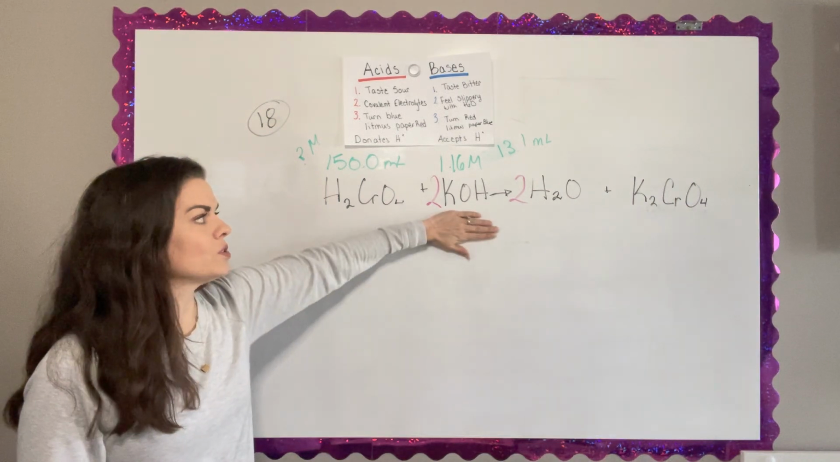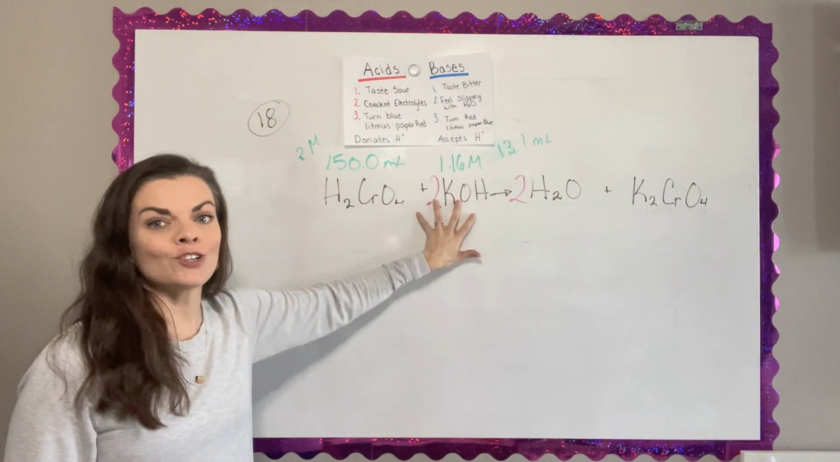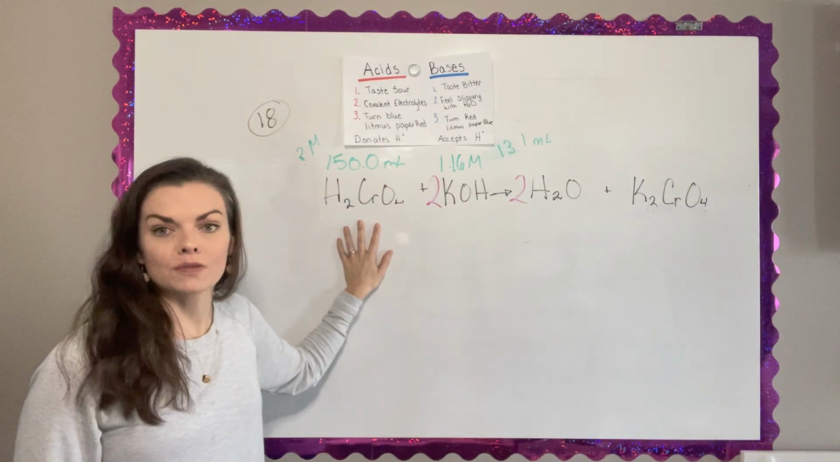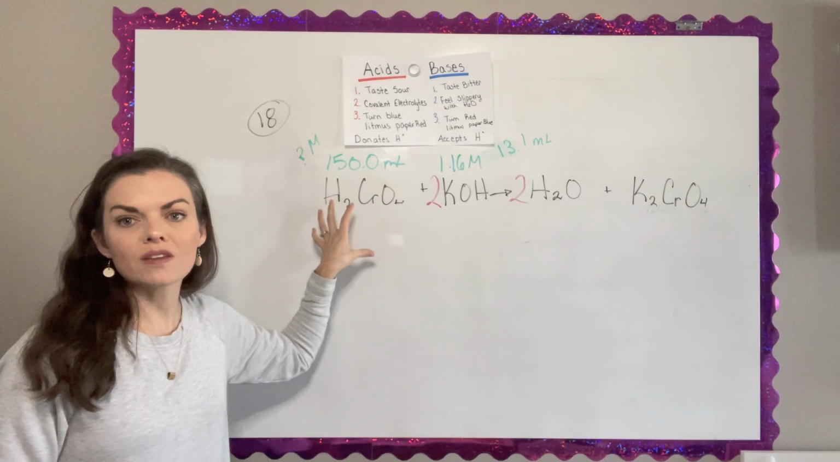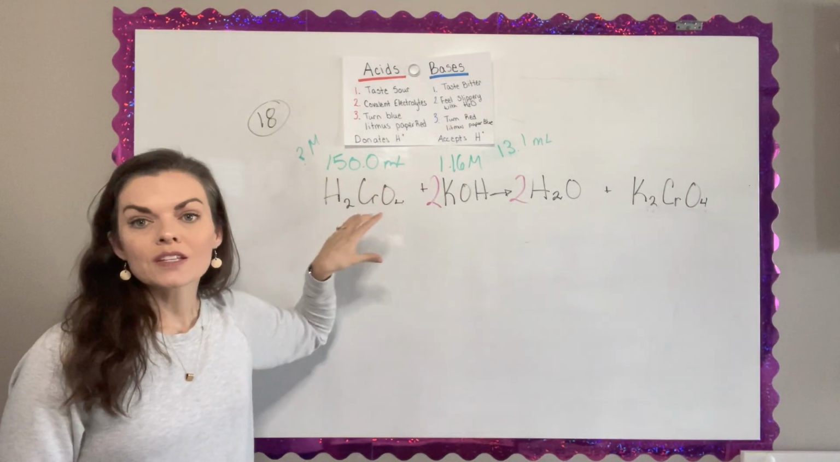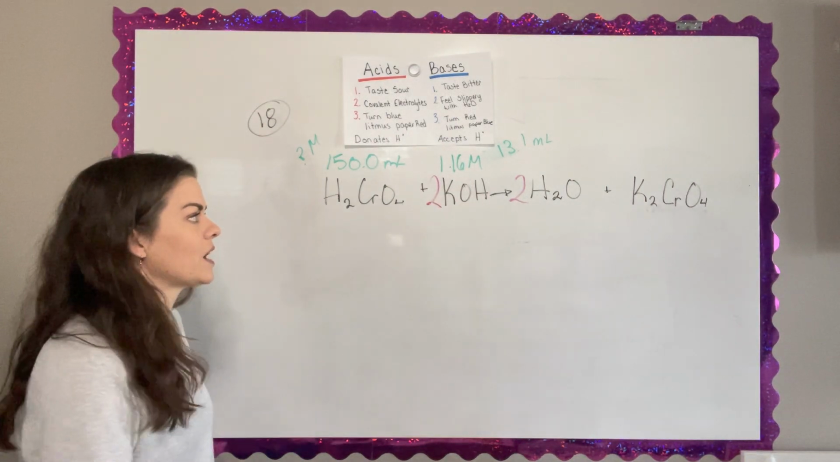And so, just like we've done in past problems, if you're stuck, I would say go to moles. I'm going to go to moles of potassium hydroxide because I have enough information to do that. Then you're going to go from moles of this and use your equation to go to moles of this. From moles of this, we can then use the moles of this and the liters of this to calculate the concentration.